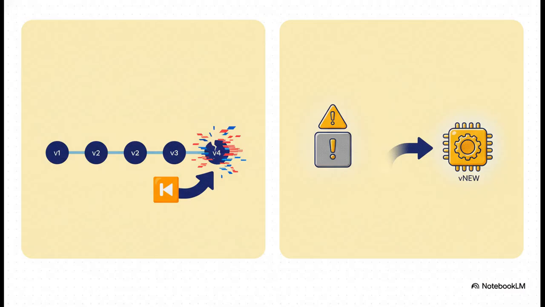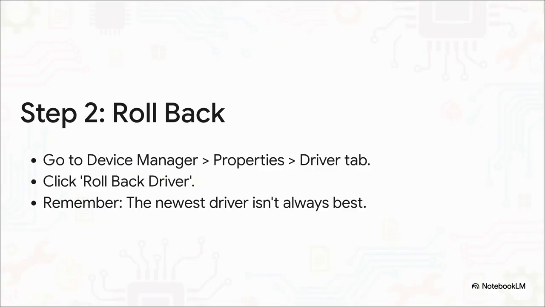Now, you might think hitting Update is always the answer. But hold on. It's really important to know the difference here. You want to update when a device already has that little error symbol. But you want to roll back when everything was working just fine until you did a recent update. Rolling back just takes you back to the last version that actually worked. And it's super easy to do.